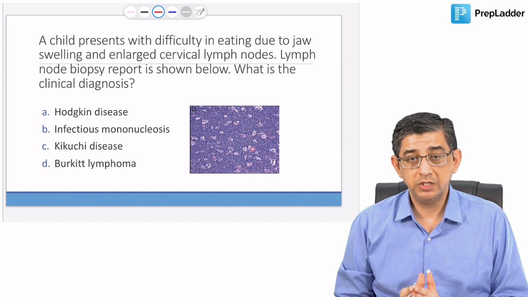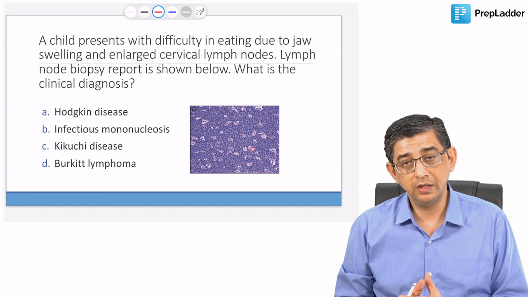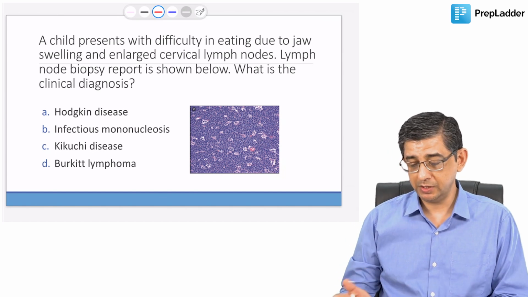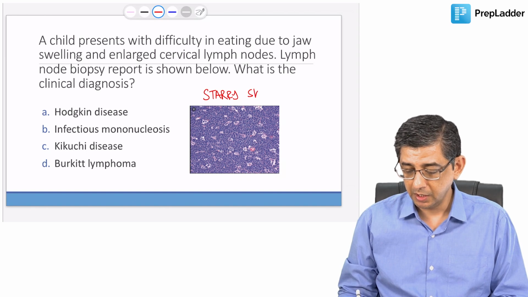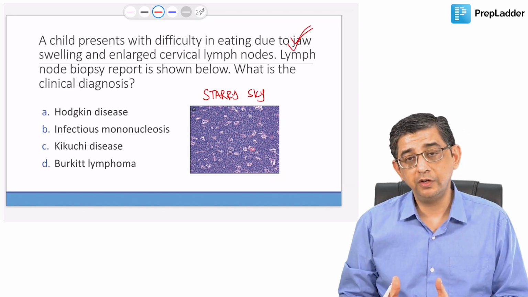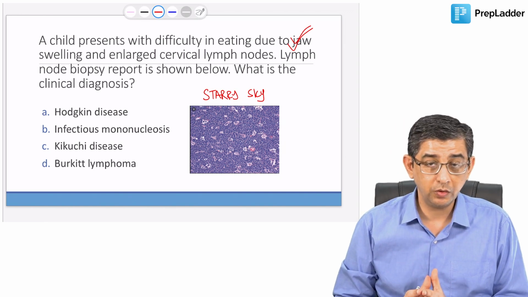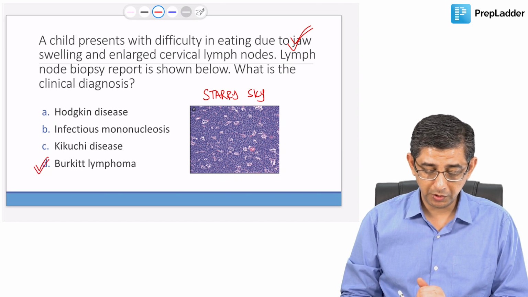The next question talks about a child presenting with difficulty in eating due to jaw swelling and enlarged cervical lymph nodes. The lymph node biopsy is present here. The biopsy finding of this patient is starry sky appearance. Along with that, you can notice that the child is having a jaw swelling. That is itself telling you that this presentation is that of Burkitt's lymphoma. The correct answer for this question is option D.